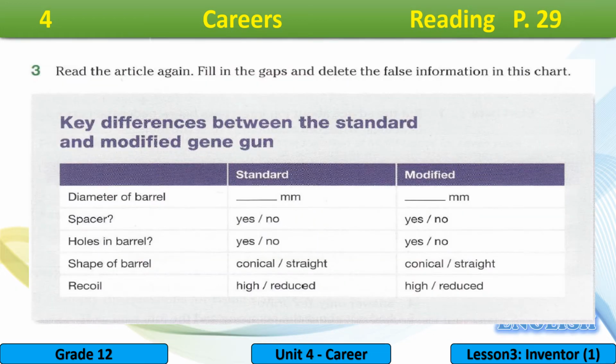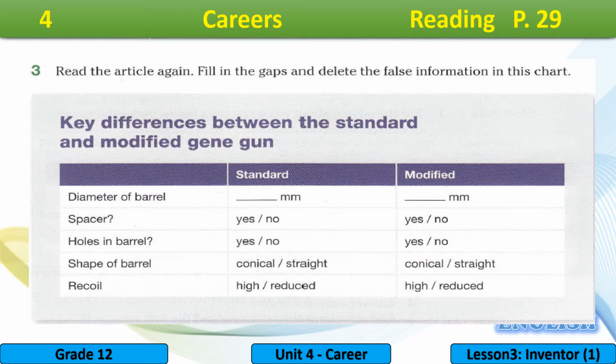Dear students, based on the text that we have just read, we have now to move to page 29 in your course books and do exercise number 3. Read the article again, fill in the gaps, and delete the false information in this chart. So let's have a look at the following chart. Key differences between the standard and modified gene gun.